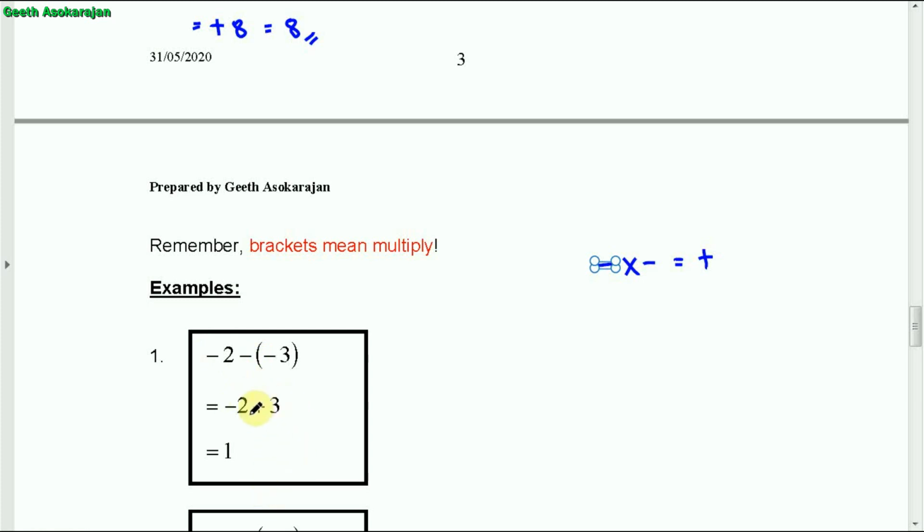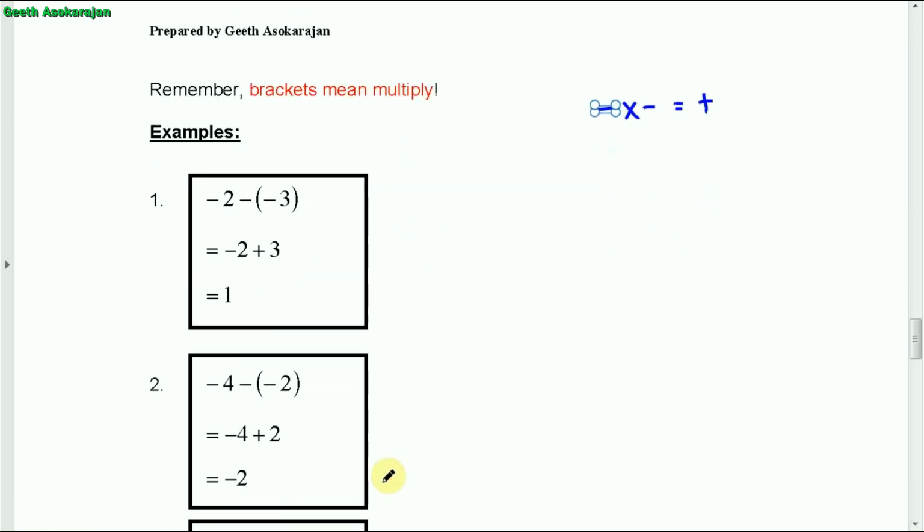So remember, if we have two terms of opposite signs, subtract the numbers. So 3 take away 2 is 1. And the larger number is 3. The sign in front is plus, so we write down that plus. So the answer is plus 1. Okay.